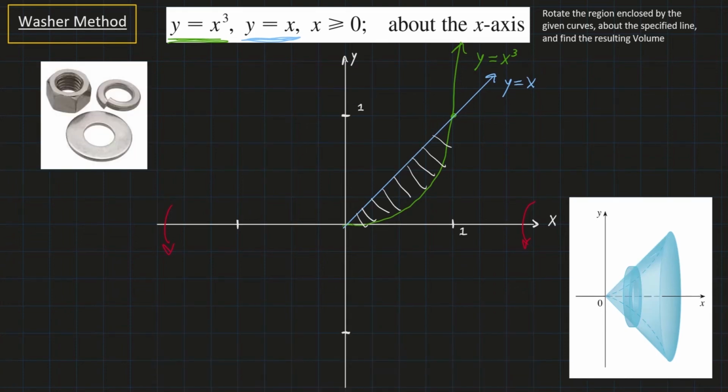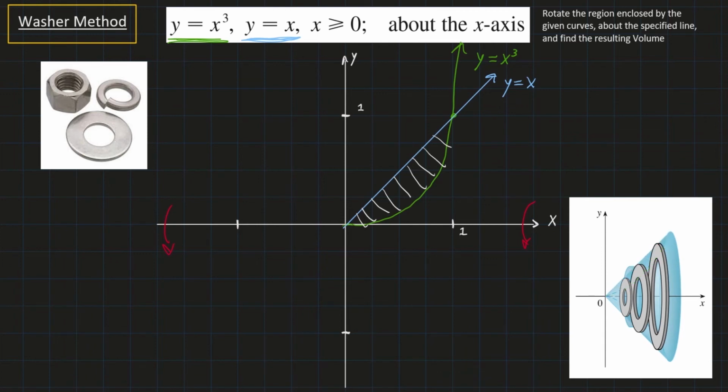So what we do is that we envision this hollow volume as being made up of a whole bunch of these shapes right here. These are washers. Maybe you've seen them before. Just don't think washing machines. These are engineering washers. And we can do that. Notice that here is our y is equal to x cubed curve, and here is our y is equal to x curve.